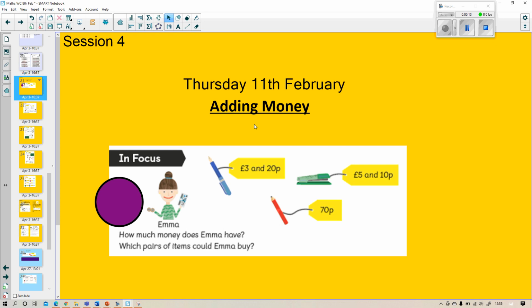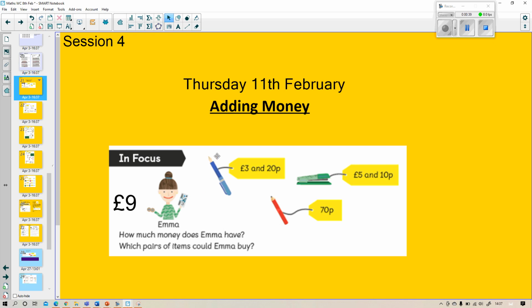We have Emma here and Emma's holding some money. And the first question says, how much money does Emma have? It's not very easy for you guys to see, but she's got a £5 and two £2 coins. So if I had a 5 and two 2s, 5, 2 more would be 7, 2 more would be, that's absolutely right. She has got £9 to spend.